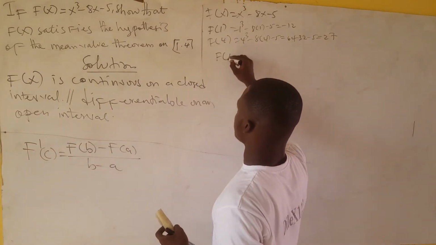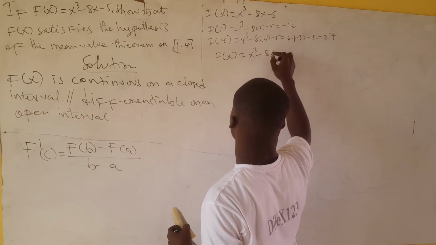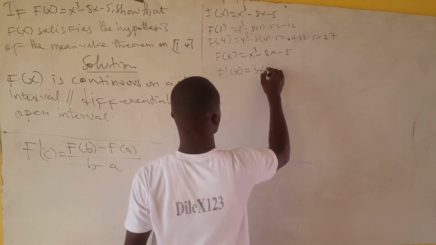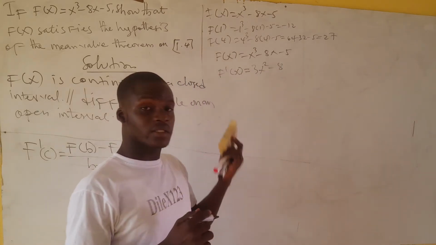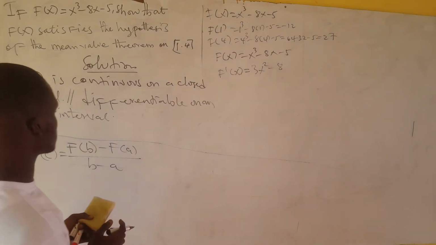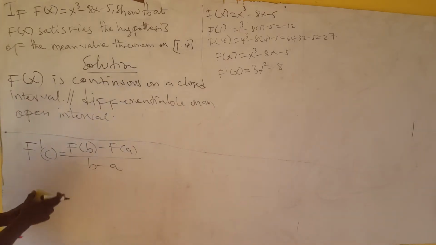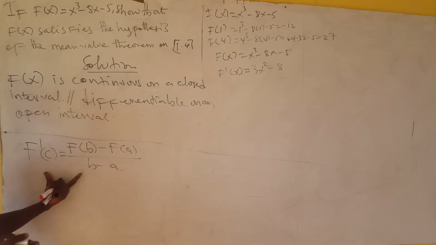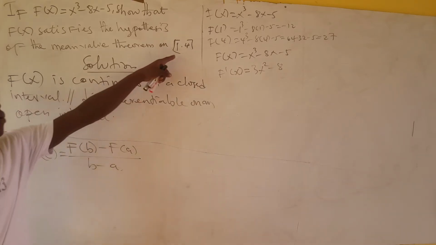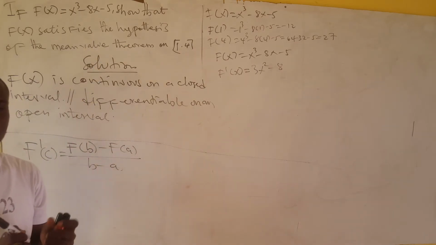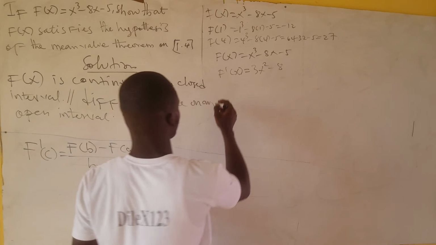Let's see whether it's also differentiable. So f of x equals x cubed minus 8x minus 5. When we differentiate this function, we get 3x squared minus 8. Meaning that the function is differentiable. So if that is the case, then f prime of c should be the same as this. We'll fix f prime of c here, then solve for c and see whether the value for c falls between 1 and 4. If c falls between 1 and 4, then the function satisfies the hypothesis of the mean value theorem. So let's quickly do that.